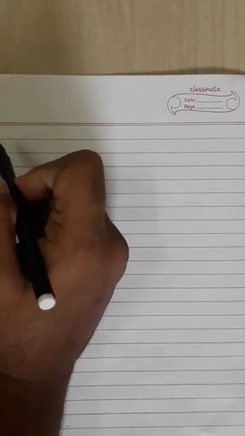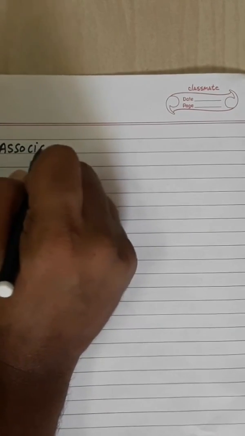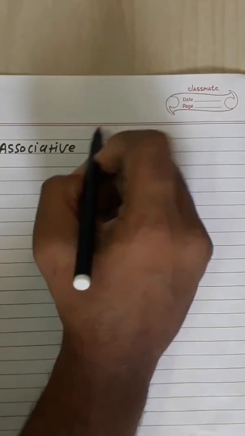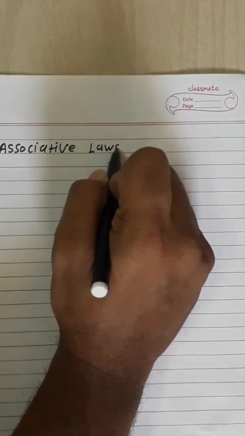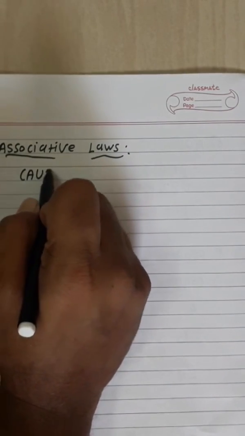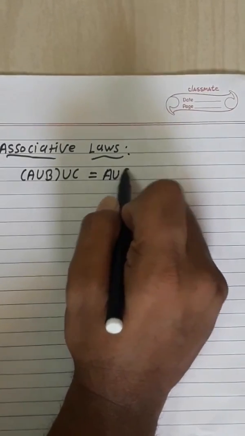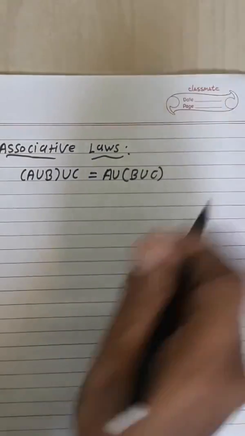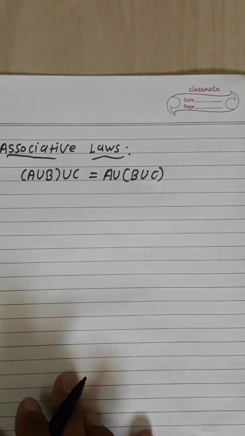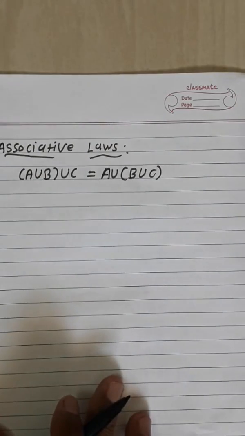Now the second property, similarly, the second property is the associative law. So A union B union C is equal to A union, in brackets, B union C. Now the same property we can prove using an example.